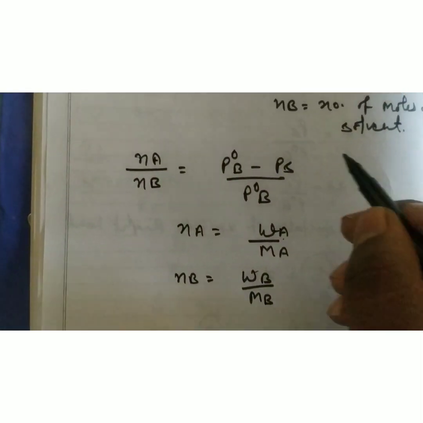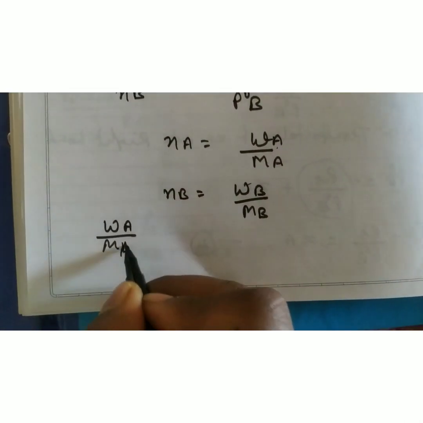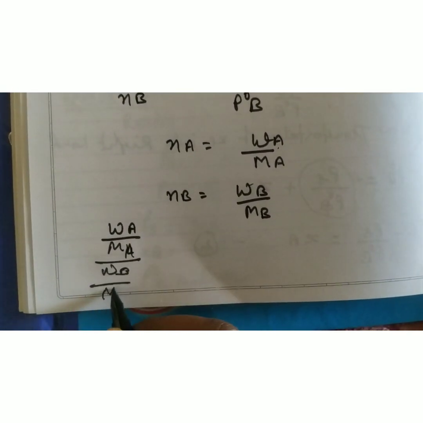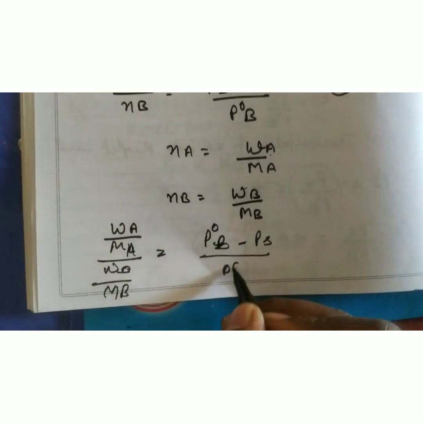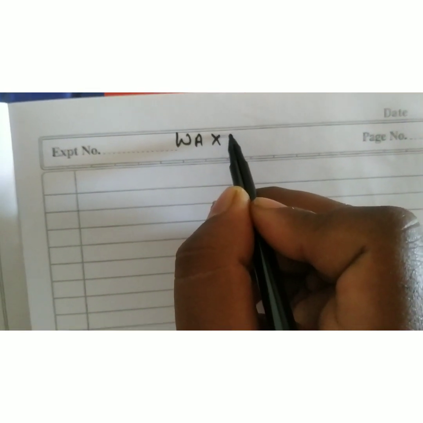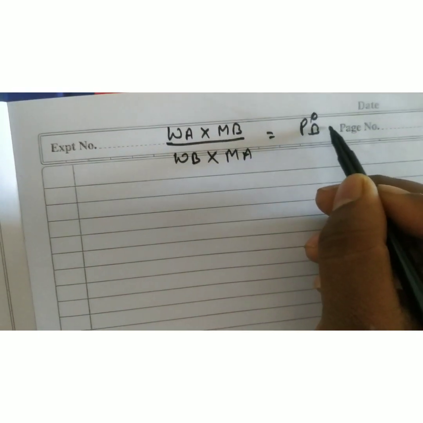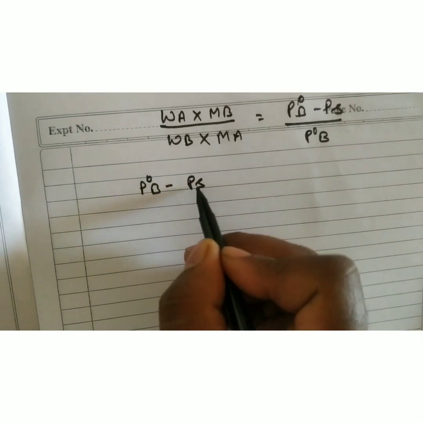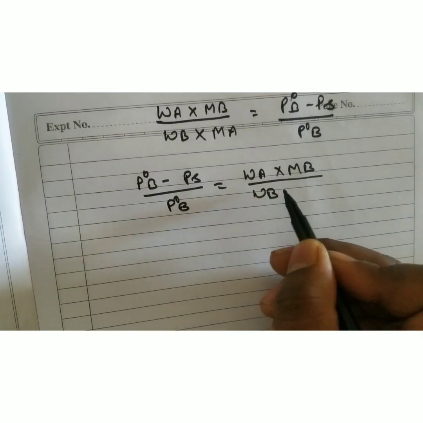By putting the value in equation number 3, we get Wa divided by Ma divided by Wb divided by Mb equals P naught B minus Ps divided by P naught B. So by multiplying 1 to 4 and 2 to 3, we get Wa multiplied by Mb divided by Wb multiplied by Ma equals P naught B minus Ps divided by P naught B. So finally we get P naught B minus Ps divided by P naught B equals Wa multiplied by Mb divided by Wb multiplied by Ma.